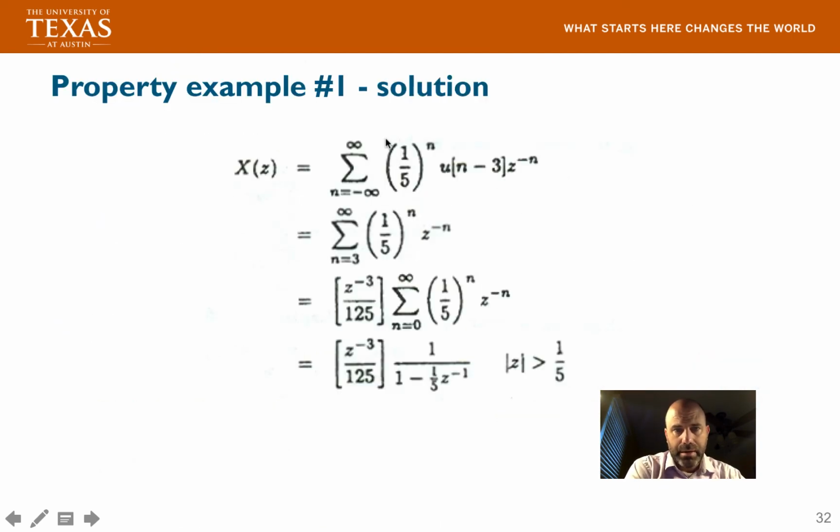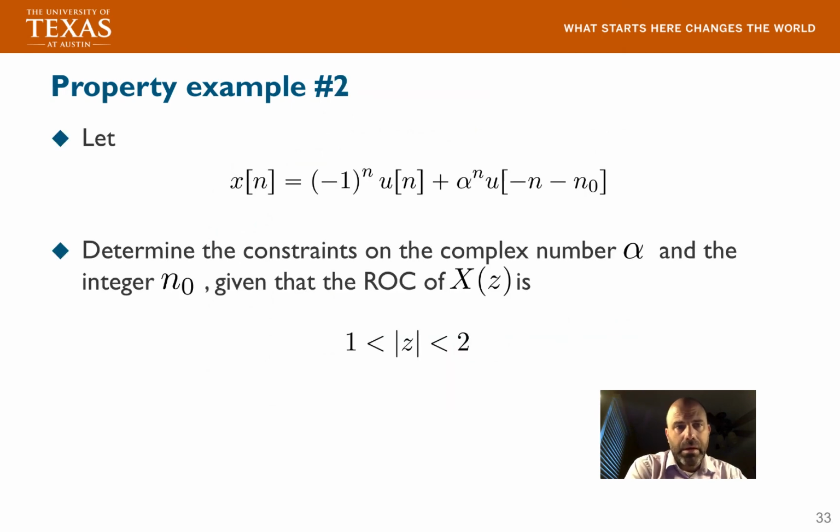So let's look at that here. We write this, we get rid of the unit step. Well, in this example, this is the brute force calculation. They just go through and plug it in, but you could have just used the direct approach, which would have been to factor out the n minus 3 and use the unit step.